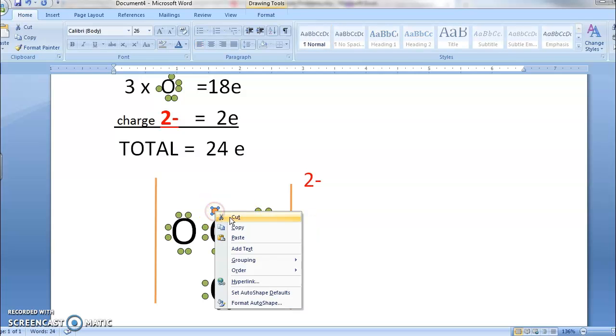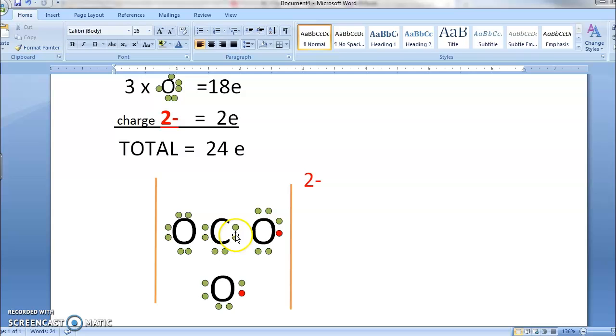I'm getting rid of that pair, and I can replace that pair with any pair. I could put this pair into the bond right here. Any of these pairs will go in. So I can take this pair right here and move it into the bond.